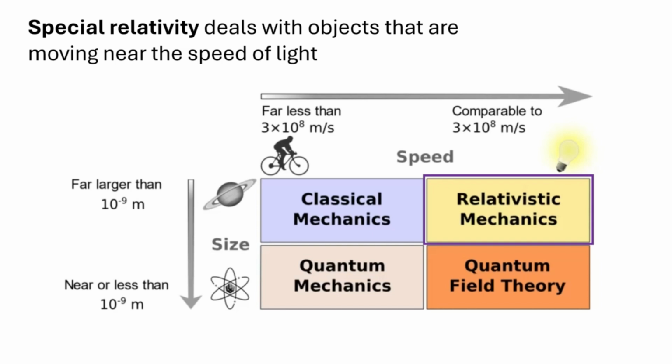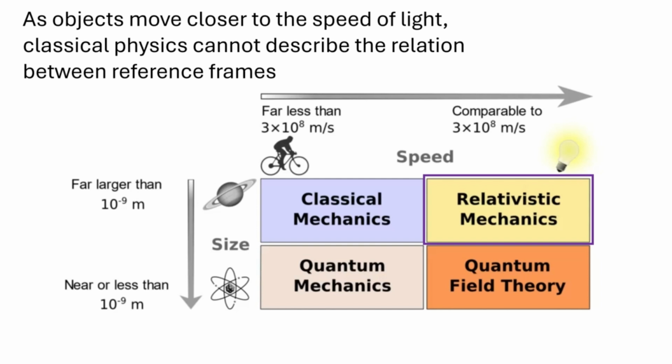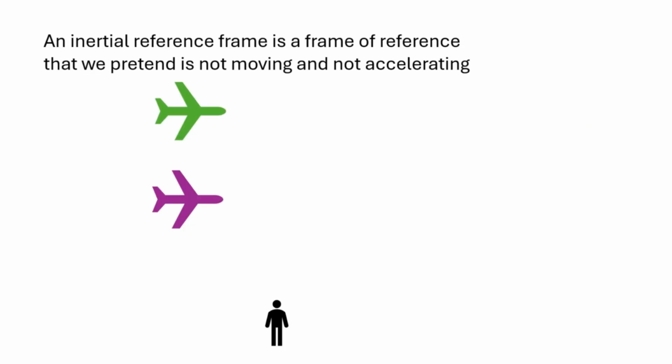Special relativity is the branch of physics that describes objects moving near the speed of light. The reason for special relativity is that classical laws of physics cannot accurately explain the relations between reference frames when objects are moving near the speed of light. So let's first talk about inertial reference frames, as this concept is crucial for understanding relativity.